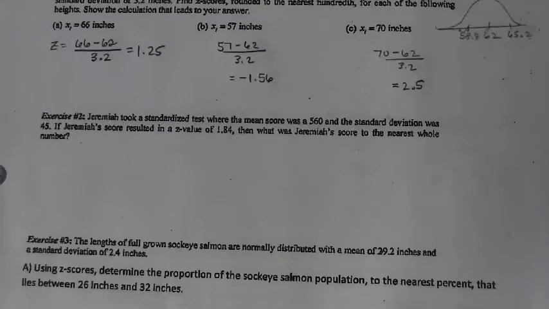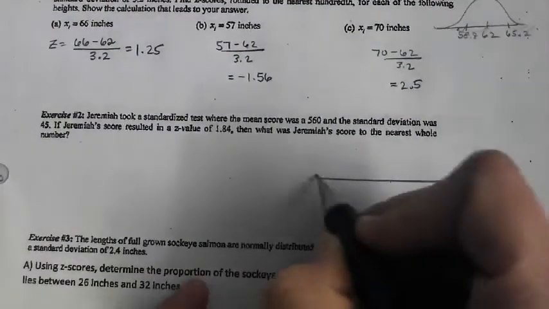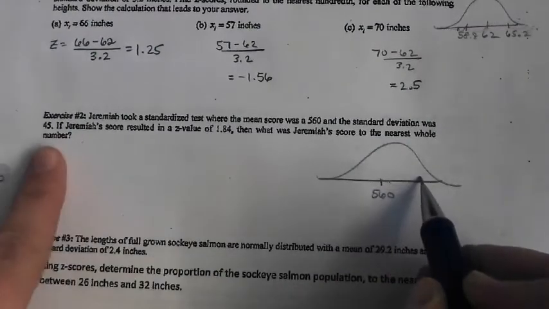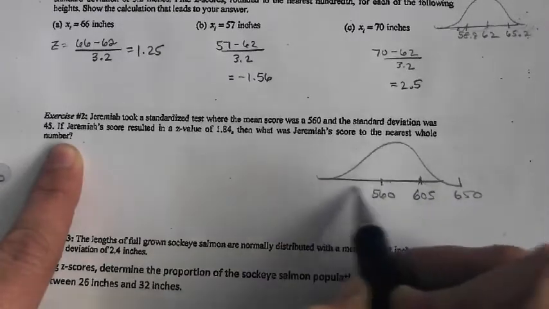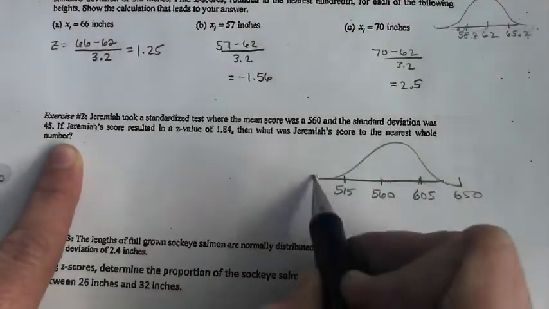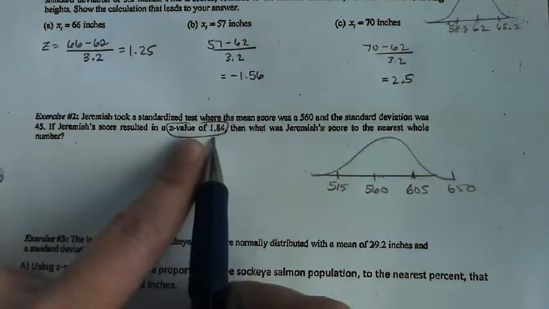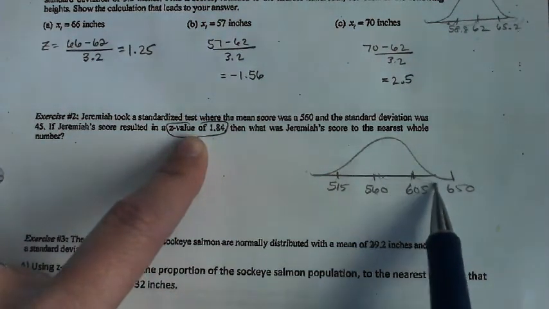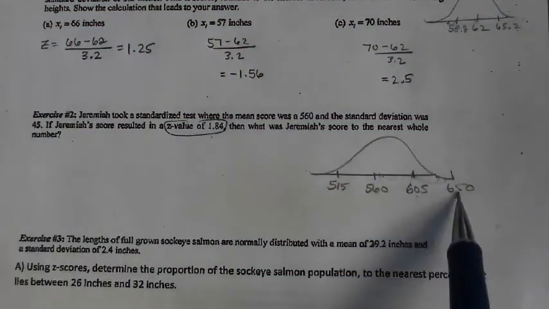The next exercise here has us kind of go backwards. It tells us the average score, 560, and a standard deviation of 45. So this would be 605, 650, 45 backwards would be 515, and so on. Jeremiah's score, they tell you the z-score is 1.84. So he's 1.84 units above, right? 1.84 standard deviations above. So he's somewhere between a 605 and a 650.